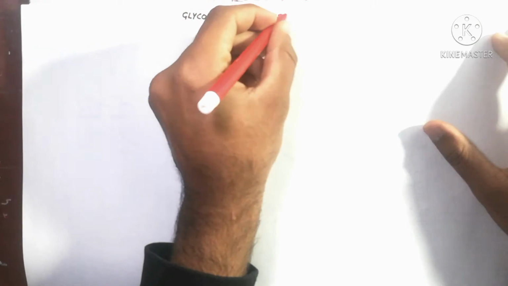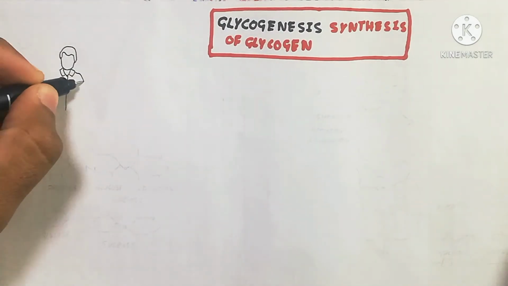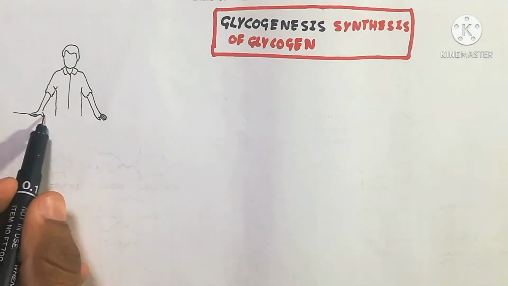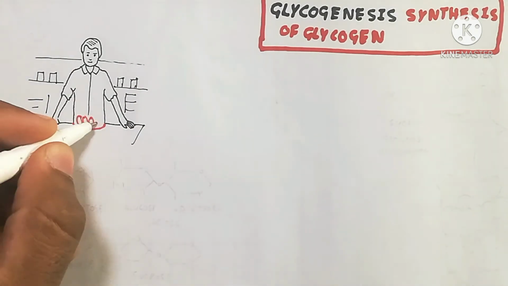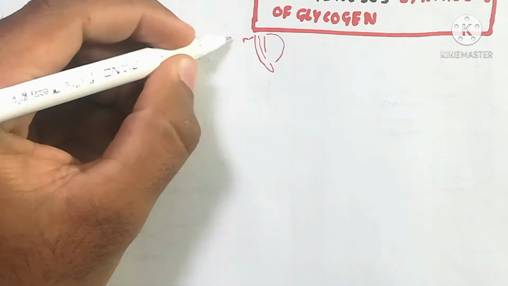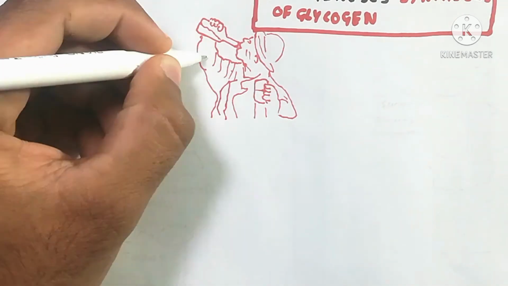So today we will discuss glycogenesis, the synthesis of glycogen. It means glycogen is the animal starch, which has a highly branched molecular density, and that shows a red color in the iodine solution.